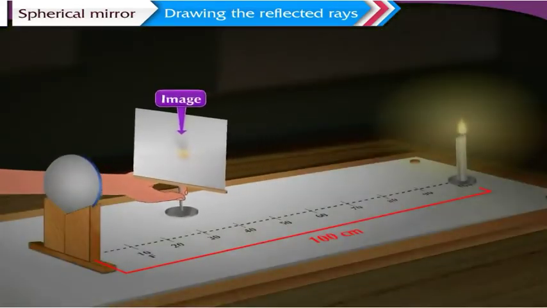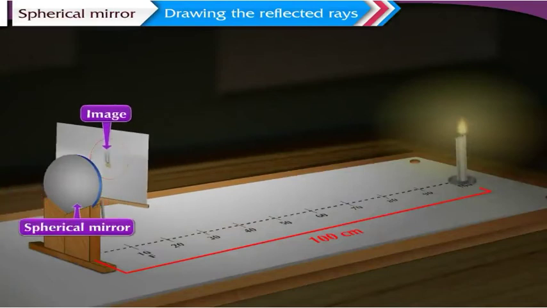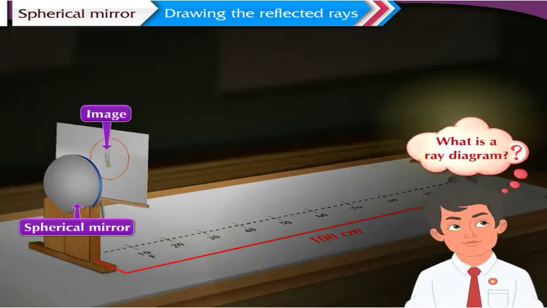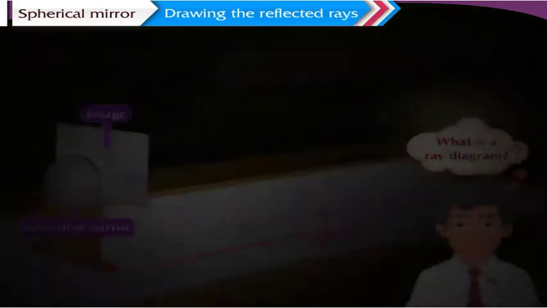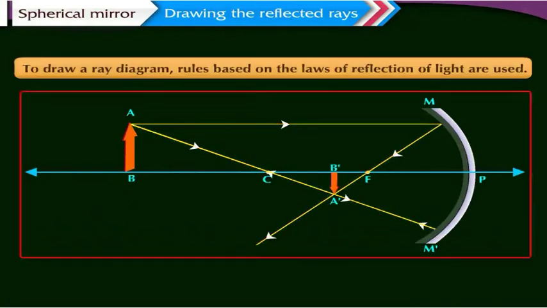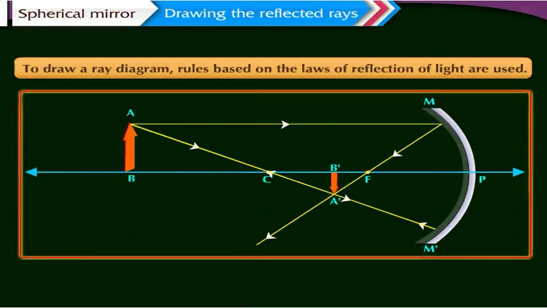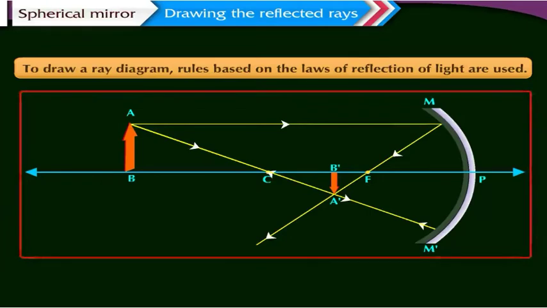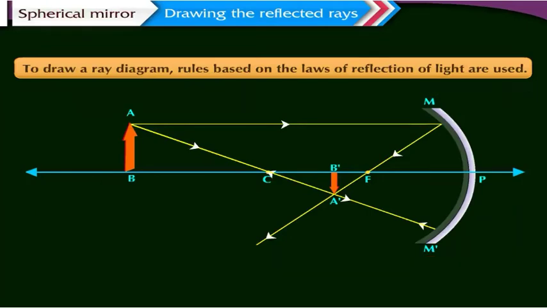The images produced by spherical mirrors can be studied by drawing ray diagrams. But do you know what is a ray diagram? A ray diagram is the depiction of the path taken by light rays. To draw a ray diagram, we use some rules which are based on the laws of reflection of light. Come, let us study these rules.